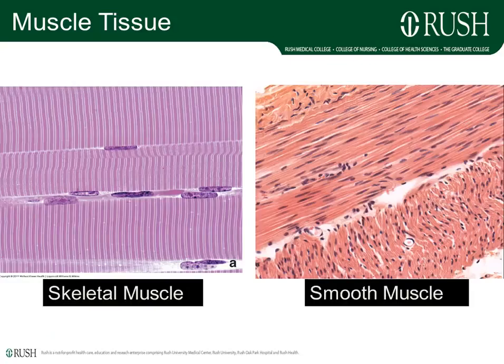Here's a couple of examples. On the left you can see skeletal muscle with its very characteristic banded pattern, and smooth muscle, which looks very different from skeletal muscle, but also has characteristics which you can define, and you will learn all the details of when we get to that point.